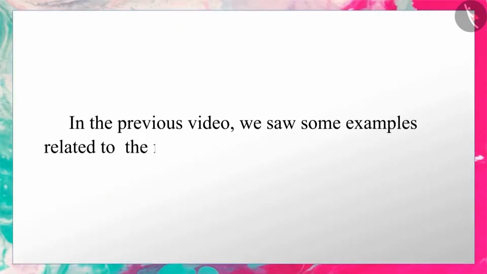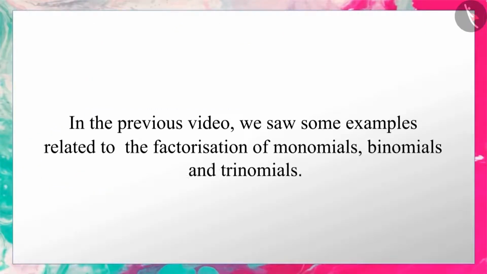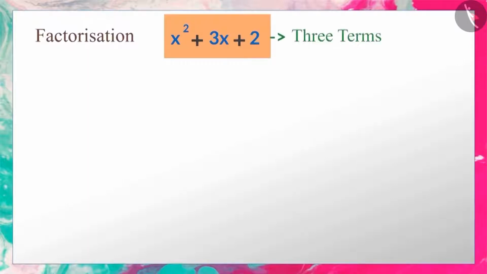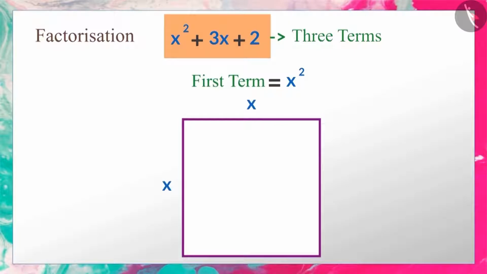In the previous video, we saw some examples related to the factorization of monomials, binomials and trinomials. Today, in this video, we will do an interesting activity related to factorization. Let us now discuss this algebraic expression in detail. This algebraic expression has three terms. We can represent the first term of this algebraic expression by the first figure, whose area is x squared.